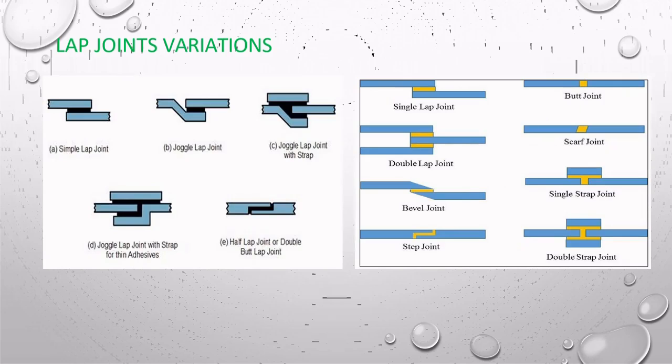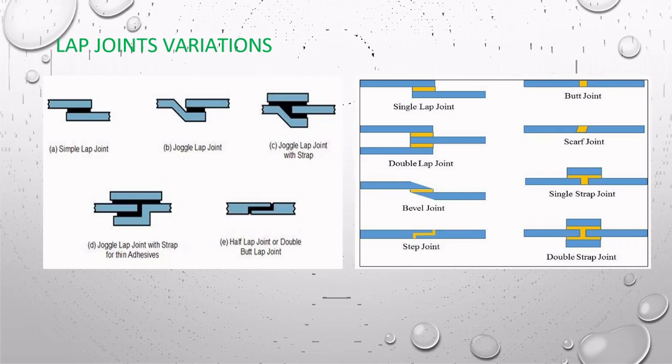A. Simple lap joint. B. Jogged lap joint. C. Jogged lap joint with strap. D. Jogged lap joint with strap for thin adhesive. E. Half lap joint or double butt lap joint. So, take a look to the right picture. A. Single lap joint. B. Butt joint. C. Double lap joint. D. Scarf joint. E. Bevel joint. F. Single strap joint. G. Step joint. And H. Double strap joint.